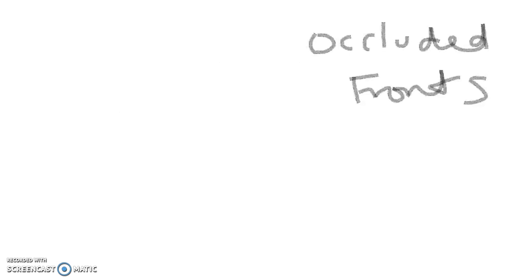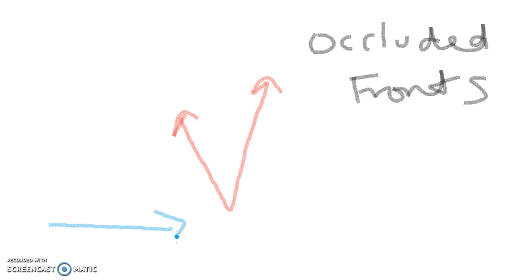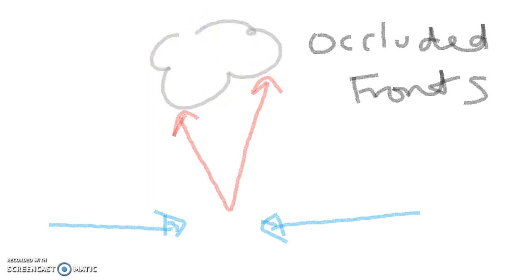And last but not least, there are the occluded fronts, which form when a warm air mass is caught between two masses of cold air. The cold air masses move the warm air mass up, and the two cold air masses meet in the middle. Occluded fronts typically bring in strong winds as well as heavy precipitation.